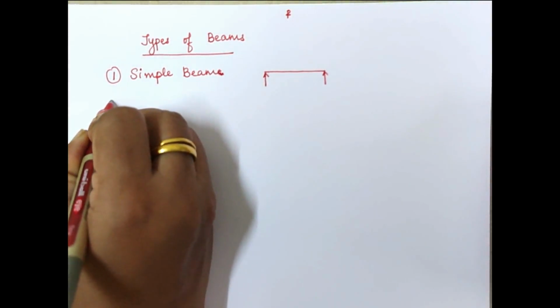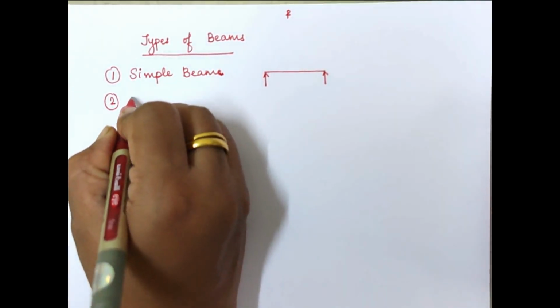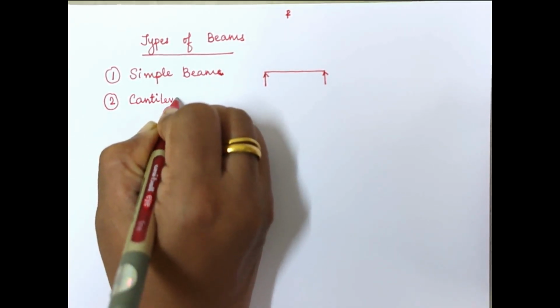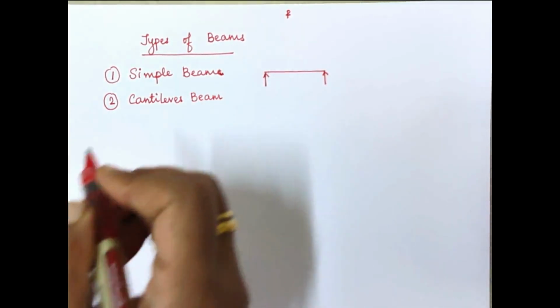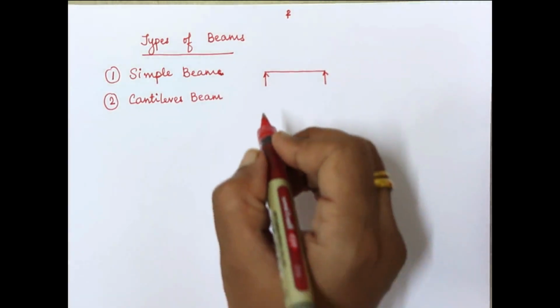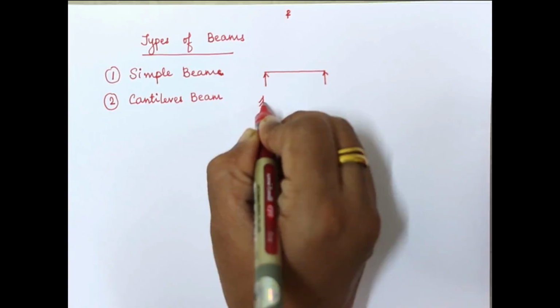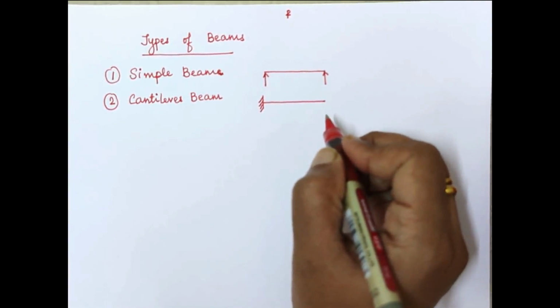Let's go next. Second, we consider something known as a cantilever beam. Now, a cantilever beam is usually seen in our balconies. So, balconies will have cantilever beams. It simply says that it is fixed at one end and free at the other end. It does not have any other support.